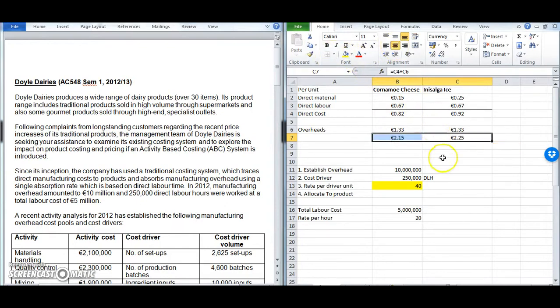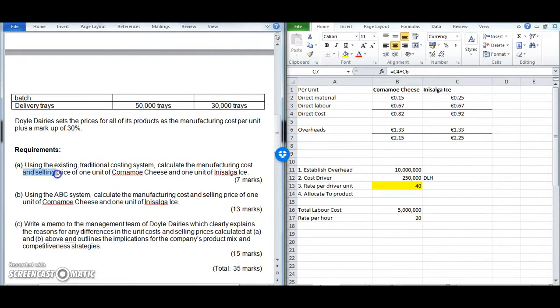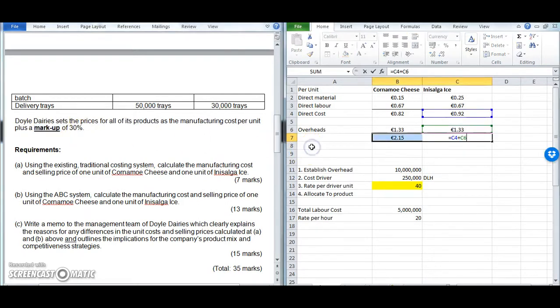Okay, so again, fairly straightforward in terms of part A. You essentially use the traditional method of only one cost driver, direct labour hours, and you allocate to each of the products. Now don't forget, again, read the question, you're also asked the selling price. You're told here, Doyle Dairies sets the prices of all products at the manufacturing cost per unit plus a markup. And this is an important term here, markup, of 30%. The markup essentially means you add the markup based on the cost. So markup of 30%, so here you're going to add on 30%.